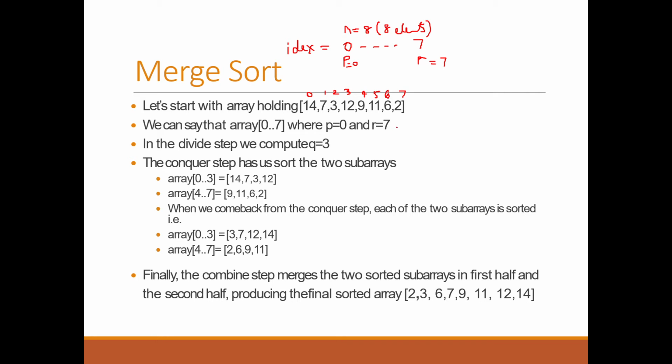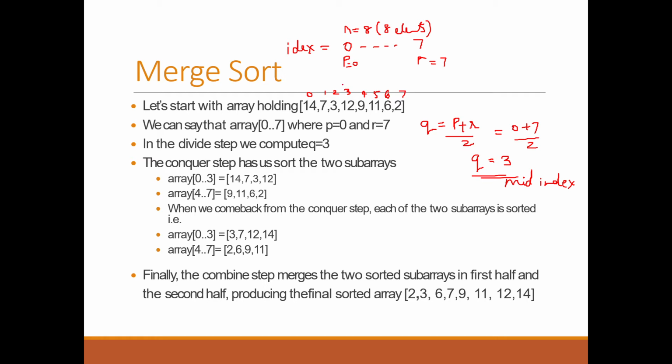Now we have to divide this into smaller sub arrays, so we have to find the value of Q. Q is (P plus R) by 2, so this is (0 plus 7) by 2. This will be 3.5, but we have to round it down to the lower number. So this is 3, so the value of Q, the mid index, is 3.